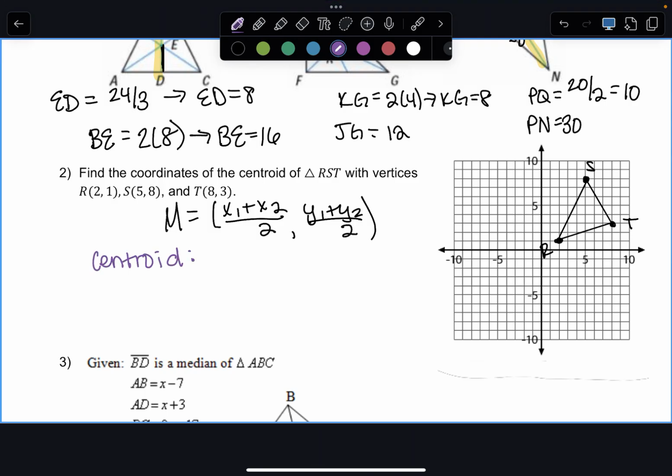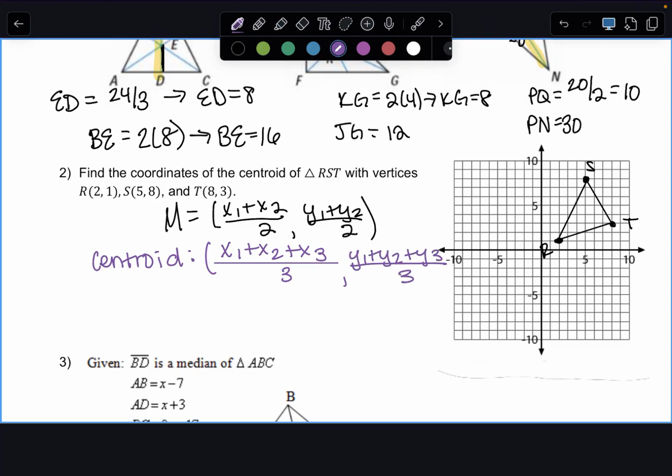To find the coordinates, you add up all your x's, so x1 plus x2 plus x3, and you divide by 3. You find the average of your x coordinates. And then you add up all your y's, and you find the average by dividing by 3. And that's your x and y coordinate of your centroid. Okay, very similar to the midpoint. We just have the average of 3 points instead of the average of 2.